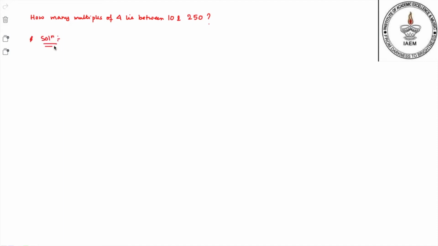The first question that arises in my mind when I see this question is, why is this question an AP? The answer is, if we look between these numbers 10 and 250, the first multiple of 4 that we have is 12. Then since the numbers are multiples of 4, the next multiple will be 16, then 20, then 24, and it goes on till the last multiple, which will be 248.